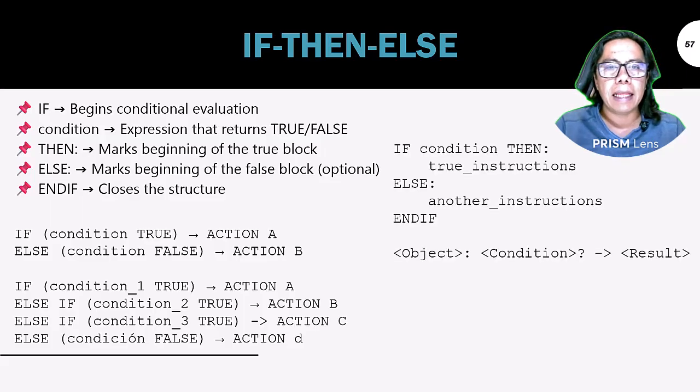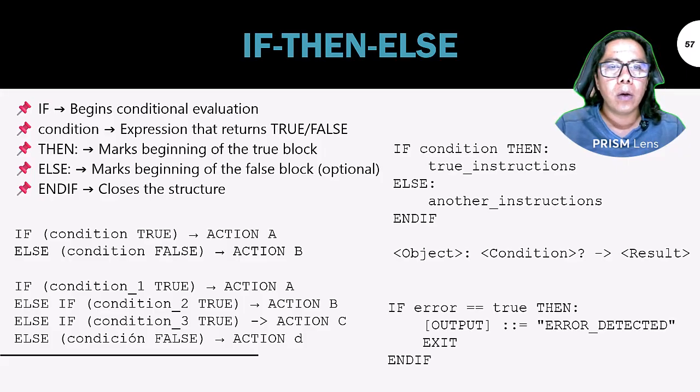If then else can be defined in two ways. One where the if else is explicit, but you can also define the object followed by a colon, the condition, question mark, minus sign, greater than. This represents the flow that follows. And finally, the result it will give you. We see in this example that else is not always used.